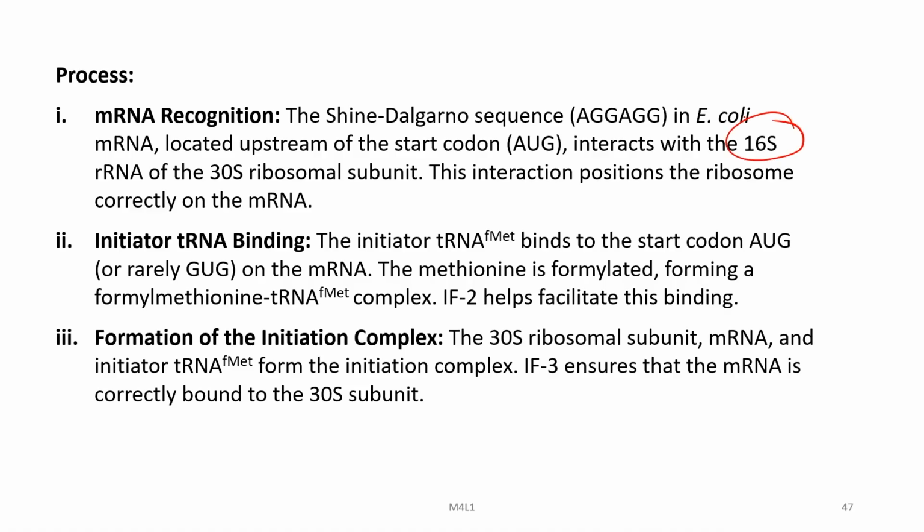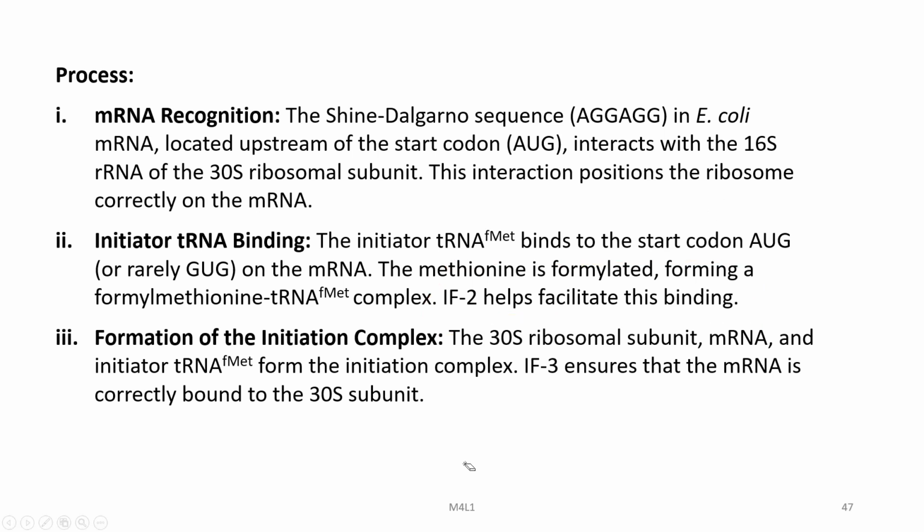It starts with mRNA recognition. The Shine-Dalgarno sequence in E. coli mRNA located upstream of the start codon interacts with the 16S rRNA of the 30S ribosomal subunit. This interaction positions the ribosome correctly on the mRNA. Then there is the initiator tRNA binding. The initiator tRNA FMET binds to the start codon AUG on the mRNA, and sometimes GUG, rarely. The methionine is formylated, forming a formyl methionine complex. IF2 helps facilitate this binding.